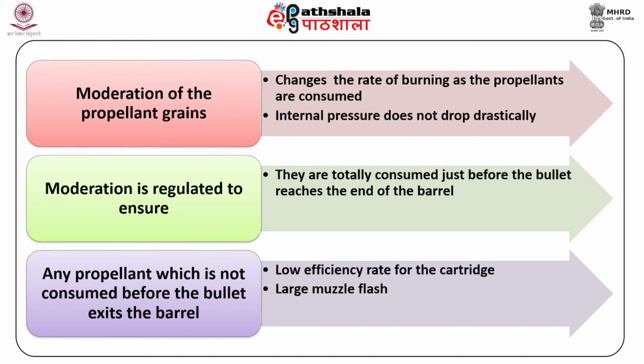Any propellant which is not consumed before the bullet exits the barrel will result not only in a low efficiency rate for the cartridge but will also produce a large muzzle flash, which can be extremely disconcerting when firing at night, as it has the effect of destroying the shooter's night vision.